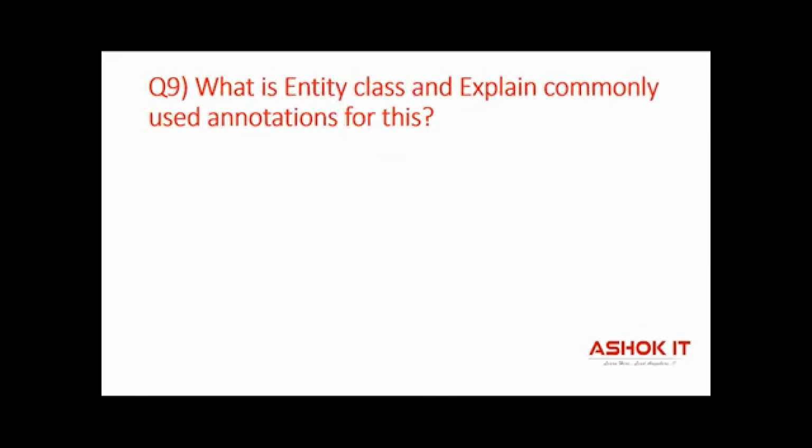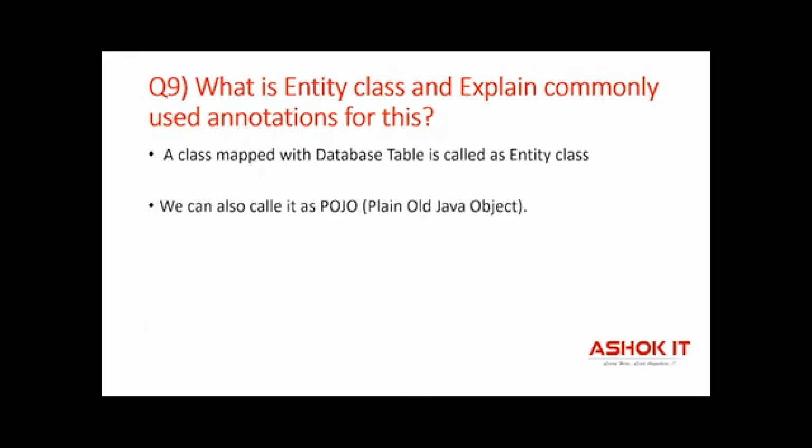What is an entity class? And explain commonly used annotations for this. This is common for JPA and Spring Data JPA. A class that is mapped with a database table. One class, one table. Simple mechanism. That is called an entity class. We can also call it a POJO class, plain old Java object. There is no mistake in calling it that.